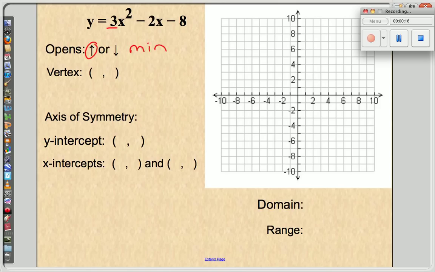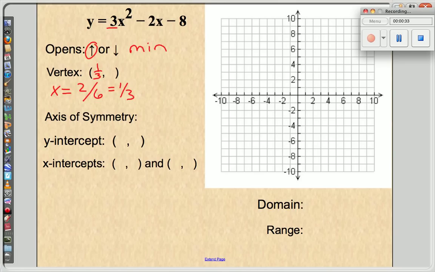My vertex, I need to use the formula x equals the opposite of b, which is positive 2, divided by 2a. So 2 times 3 is 6. And that ends up being 1/3. So my x value of my vertex is 1/3.